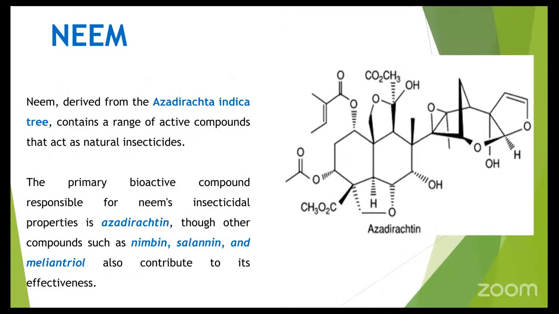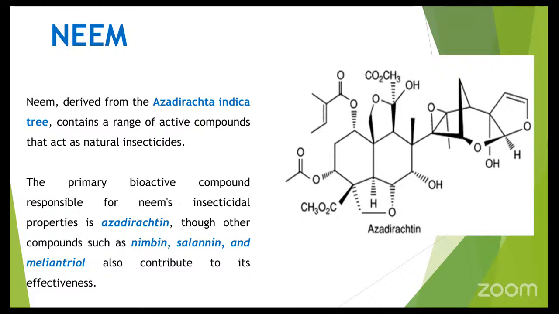And another compound that is derived from the plants which acts as insecticide and which, like everybody knows, is the neem. Neem is native to India and Burma. The neem tree is a member of the mahogany family. Also, it is known as the Margosa tree or Indian lilac. Azadirachta indica is its scientific name, and it contains a range of active compounds that act as natural insecticides.